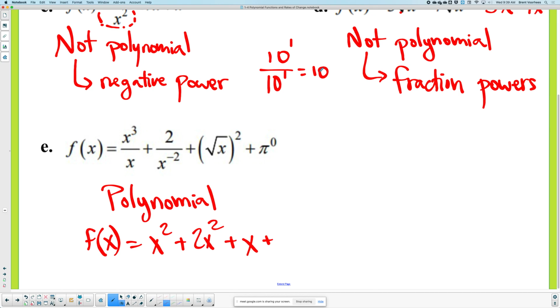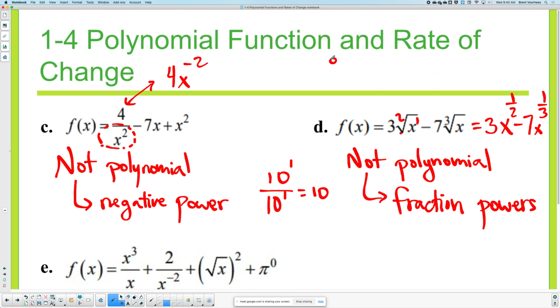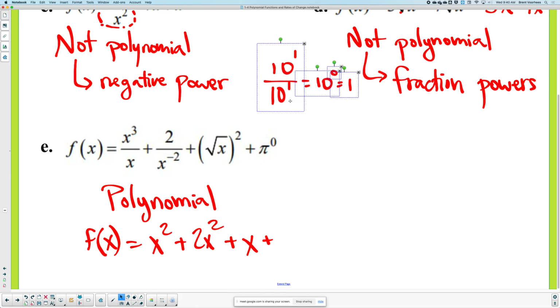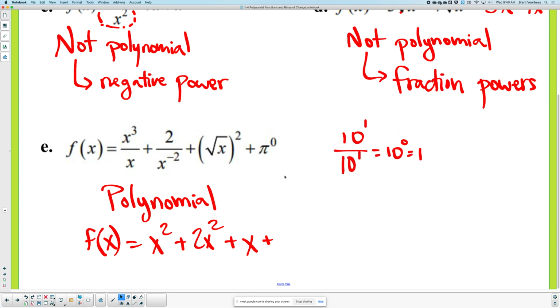Oh, there it goes. It was just slow. Sorry. 10 to the 0. There we go. And what is 10 divided by 10? 1. So that's the why, if you're wondering. That's why anything to the 0 power is 1. It's because it's like canceling itself out. So this would be plus 1 there.